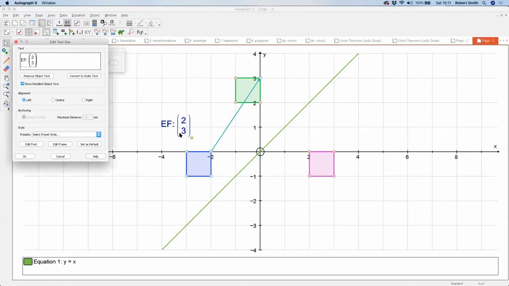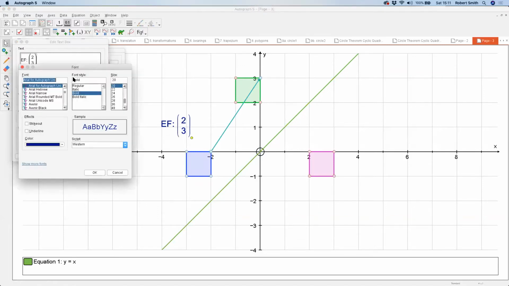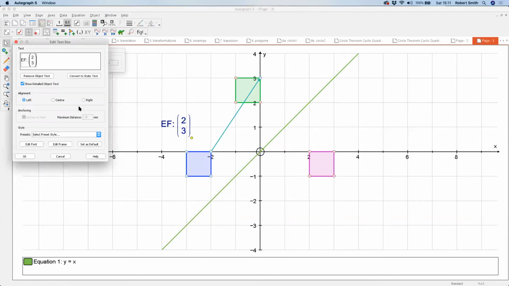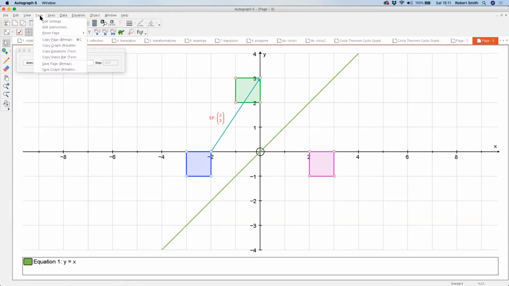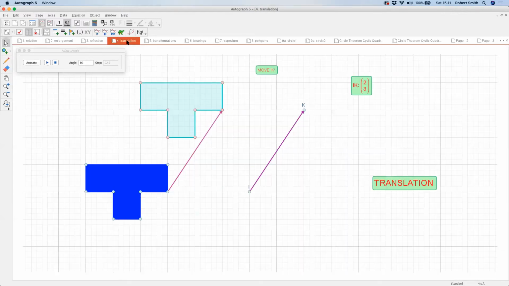Another great feature of Autograph is that I can edit the fonts and the labels. So I might want to change the size of the font and the color. There are all these customizable features within Autograph that allow you to then screenshot and save out. You can see on the page options, I can copy the page as an image or copy the graph, and I can paste that into Word. So that's really useful. We've looked at translation by a vector.